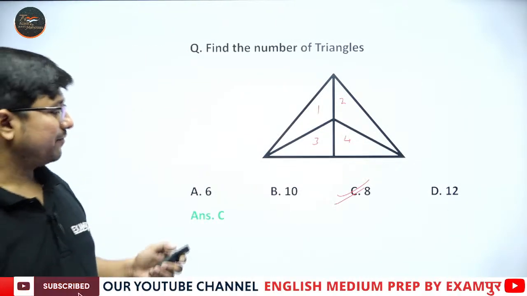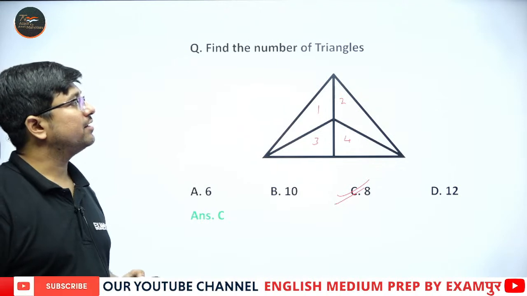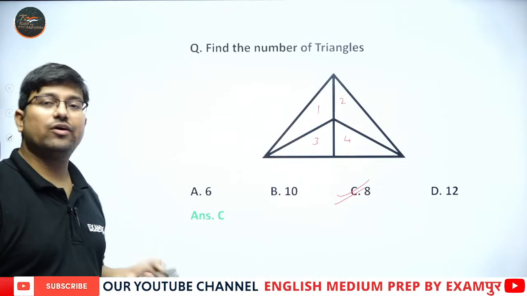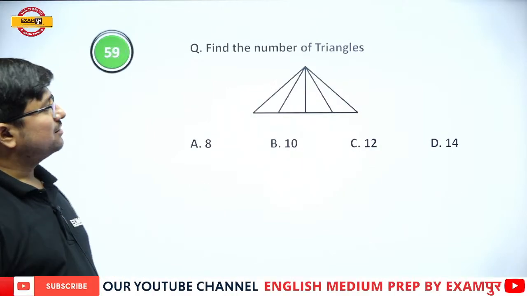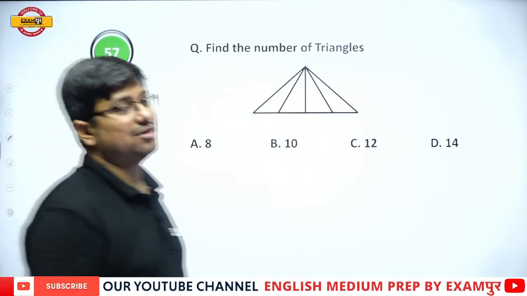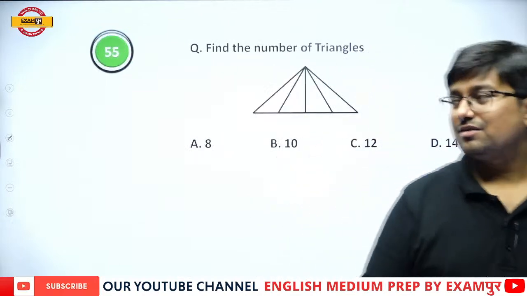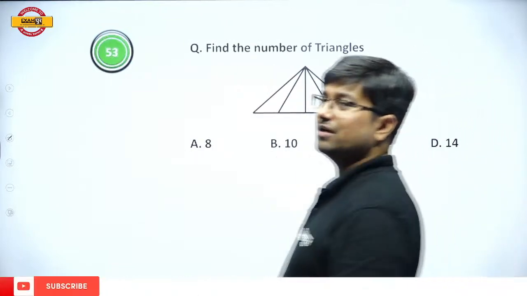All right, everyone, getting it? Next, option C. Now here no formula, you have to just do the manual counting. First manual counting, then a formula is there, we will discuss that.